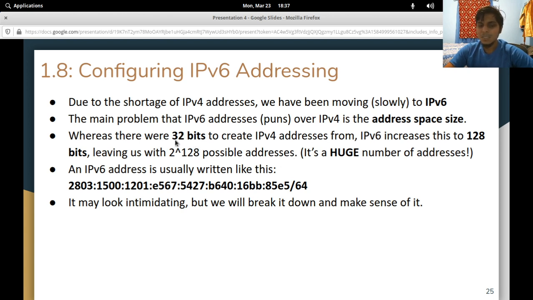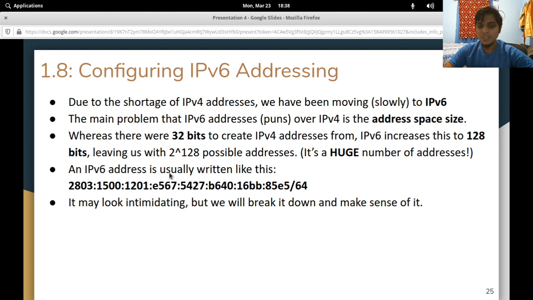So 2 to the power 32 gives us 4.3 billion. 2 to the power 128 is not something you can get by dividing 128 by 32 and saying it's 3 or 4 times as much. It's not 4 times as much. It's 2 to the power of 128. So it's a lot of addresses, which is why I didn't put a number here. It's some kind of crazy number. So we solved the problem immediately, right? We expanded our address space, and it opens up a whole new world of possibilities.